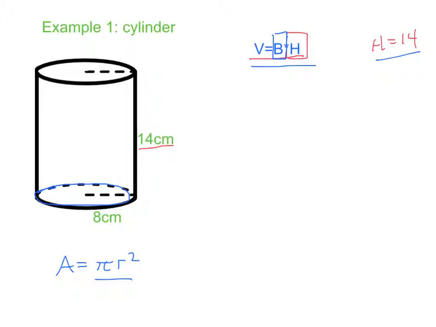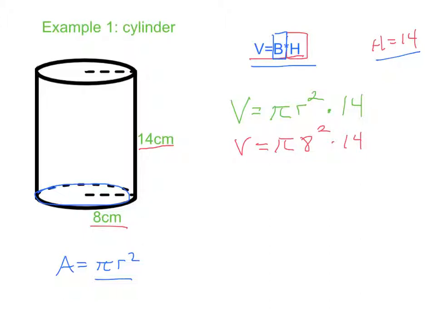So we're going to rewrite it as V equals pi r squared times the height, which is 14. Okay, now we just need to figure out what r is, and that's simple enough. It's just given to you in the problem, 8 centimeters. So V is going to equal pi times 8 squared times 14.